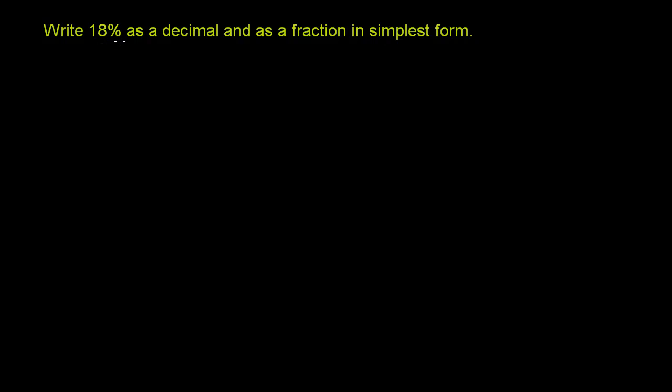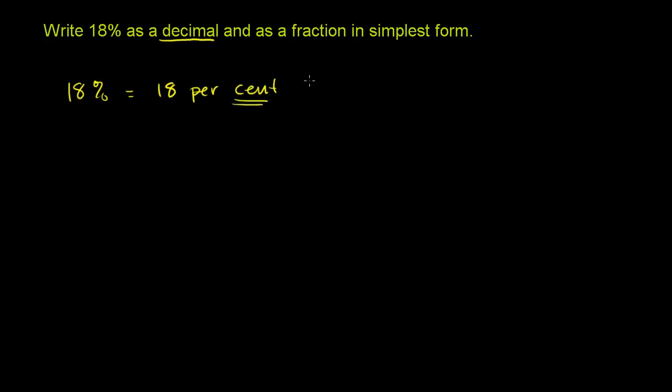Write 18% as a decimal and as a fraction in simplest form. So let's do it as a decimal first. 18% is the same thing as 18 per 100, or 18 percent. I'm actually separating out the percent word. It's normally one word, but I'm writing it as literally "per cent."